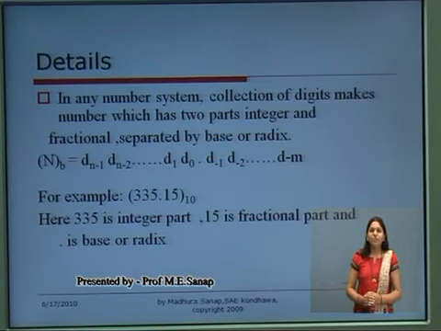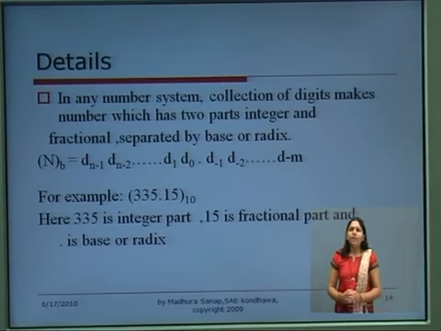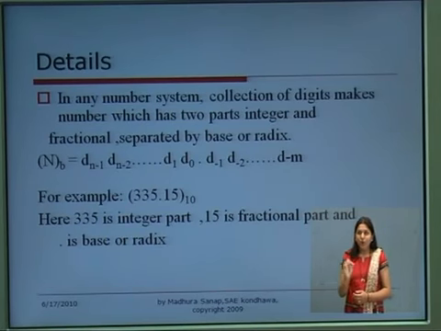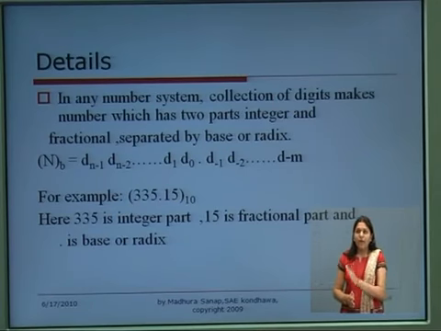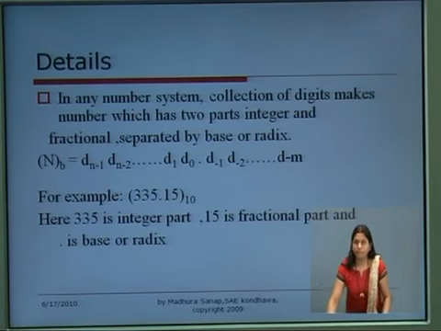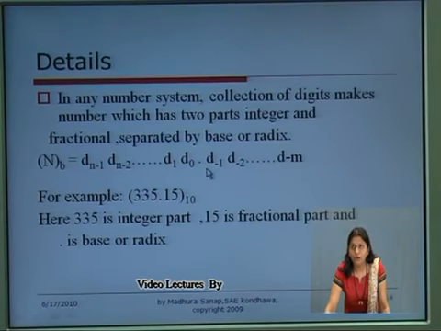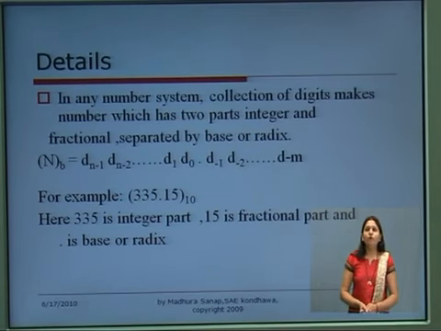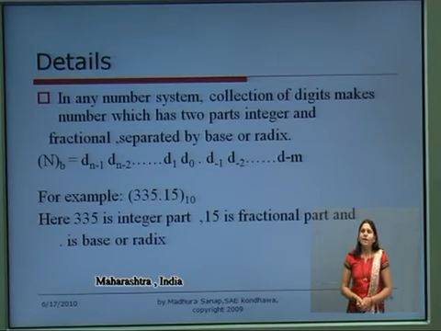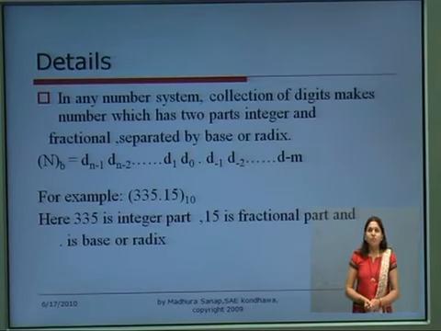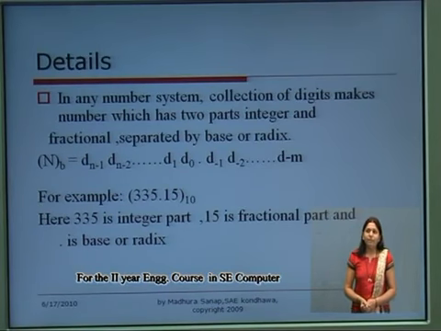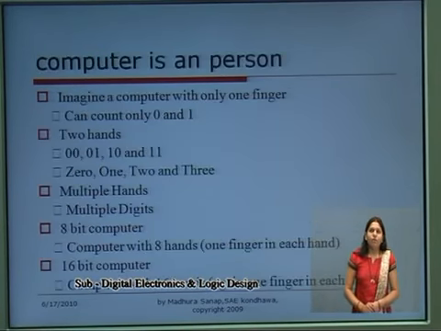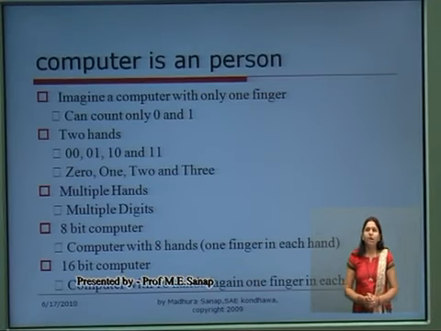So the representation is like this. We have an integer part and a fractional part, and we separate them by the base point. The dot denotes the base point. From the point going left is your integer part, and going right is your fractional part. For example, 335.15, where the base is 10 because it's a decimal number. So 335 is your integer part and 15 is the fractional part, and the dot denotes the base or radix point.